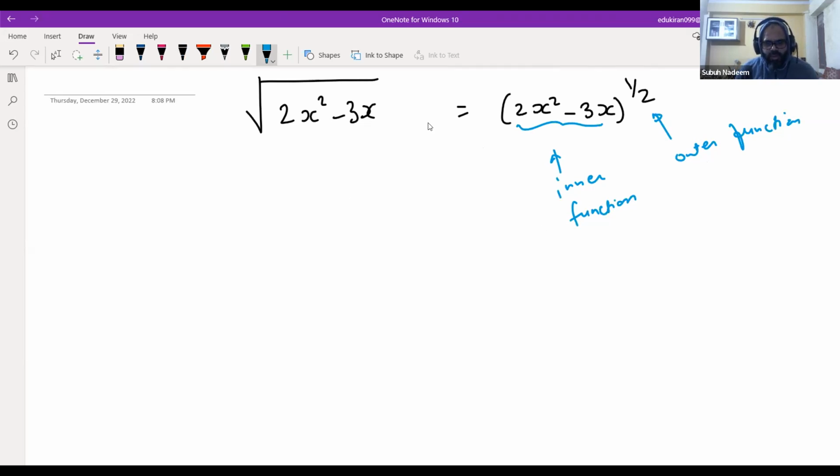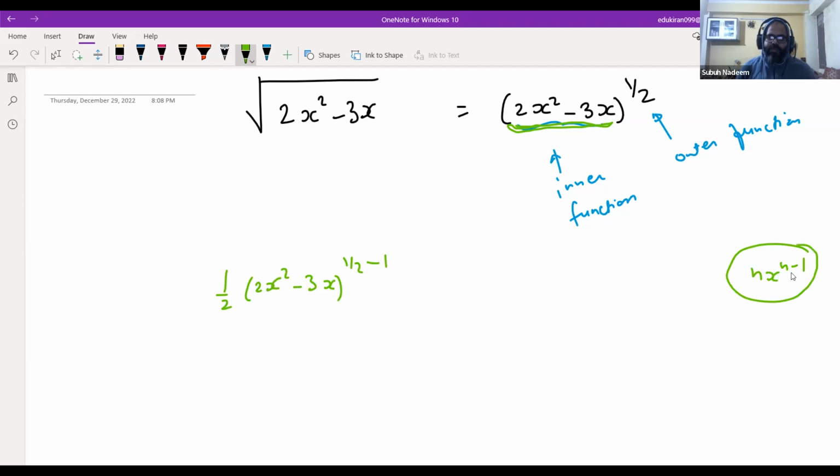So what we do here is, we will first differentiate the outside function. We suppose that this inner function is a single variable, and this will become 1 by 2, (2x square minus 3x) to the power 1 by 2 minus 1. That is, the nx to the power n minus 1 formula will be applied. After doing the differentiation of the outer function, now we will differentiate the inner function.